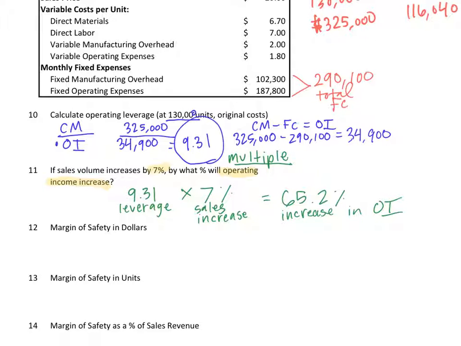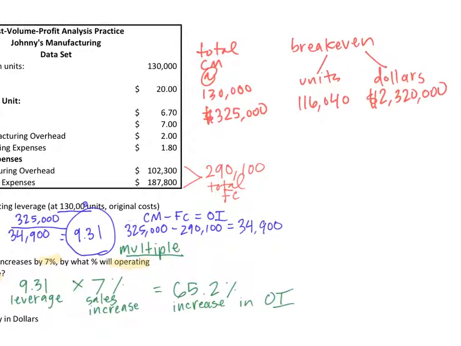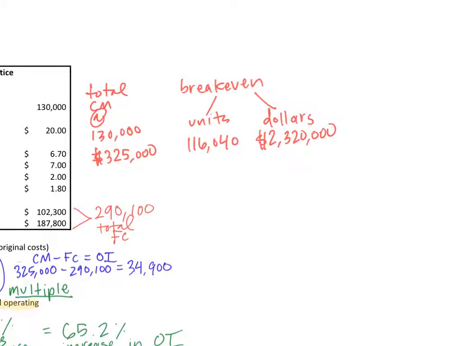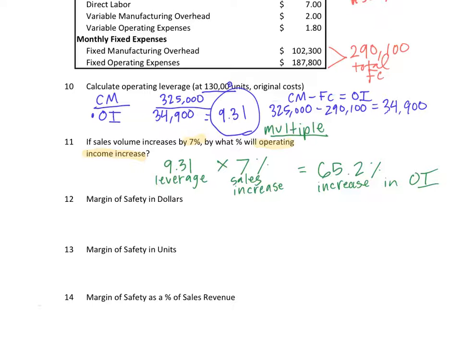It's time to move on to item 12, the margin of safety in dollars. So before we can calculate margin of safety in dollars, we need to refresh our memories on what the break-even sales in dollars amount was. And we can see it's 2,320,000. The formula for margin of safety is the current amount of sales dollars subtract the break-even sales dollars.